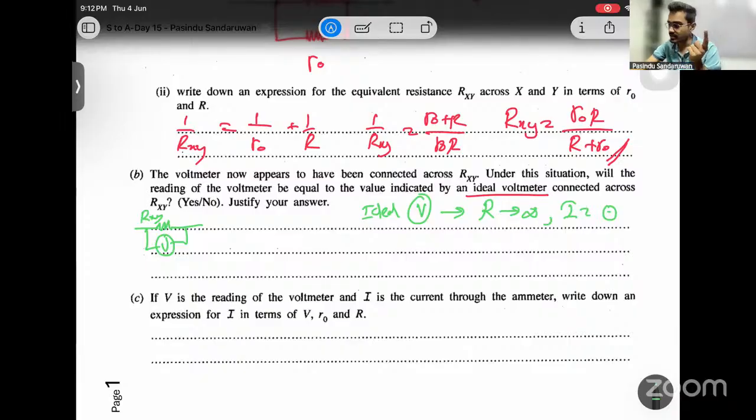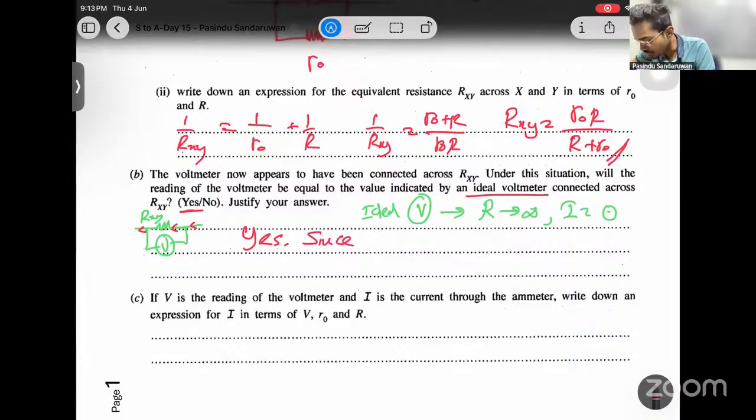Now RXY represents the total resistance. When RXY represents the total resistance, the total current flows through the resistor only. We have already factored the resistance of the voltmeter into RXY. That is inside RXY now. Then no current flows through this voltmeter, because the current flows through the resistor, which is already separated. Therefore, this is equivalent to the ideal case. Then we can say it is yes. Yes. Justify your answer.